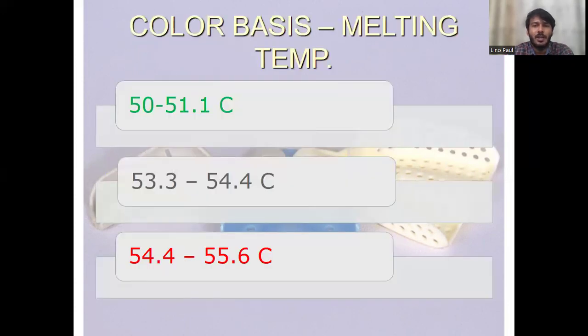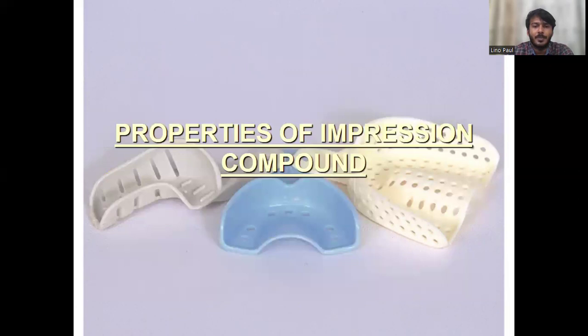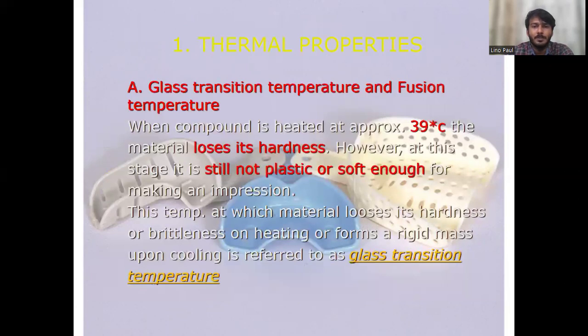The color basis regarding the melting temperature. The green color usually has a melting temperature of about 50 to 51.1 degrees Celsius. The black or gray one is 53.3 to 54.4 degrees Celsius, and the red one is 54.4 to 55.6 degrees Celsius.